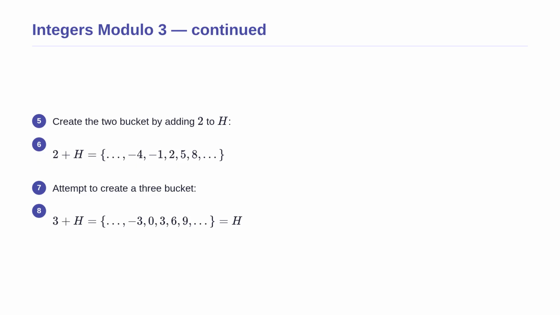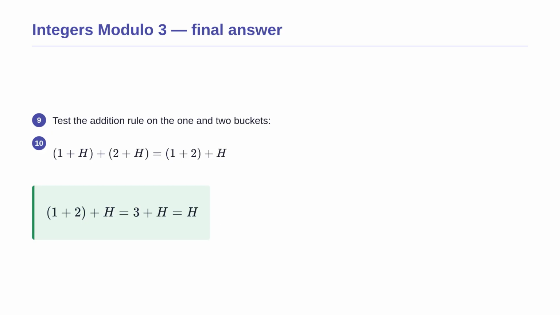Because of this looping behavior, we do not get a new bucket. Therefore, we only have 3 distinct buckets in our entire factor group: the 0 bucket, the 1 bucket, and the 2 bucket. Finally, we must test our addition rule to see how these buckets interact with each other. We want to add the remainder 1 bucket to the remainder 2 bucket. The rule says we do this by simply adding their representative numbers, 1 and 2, which gives us 3. So the mathematical result is the bucket shifted by 3.